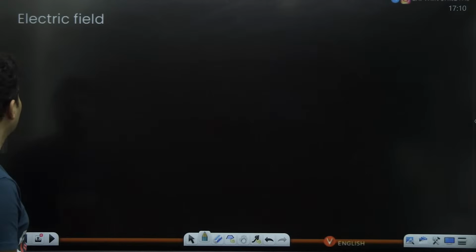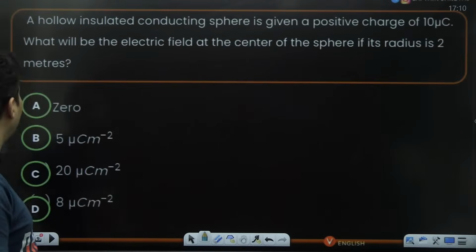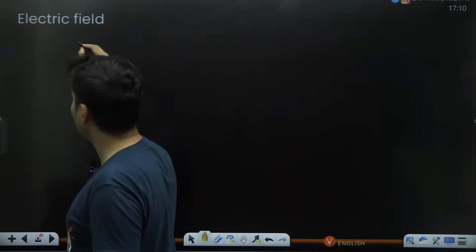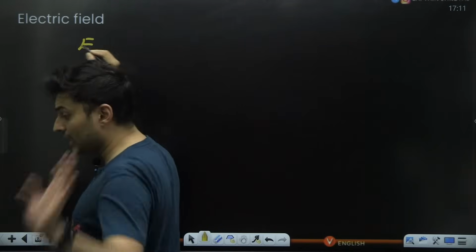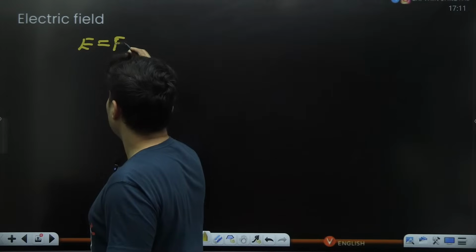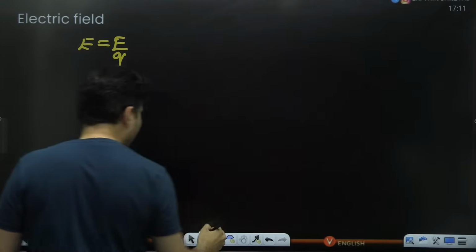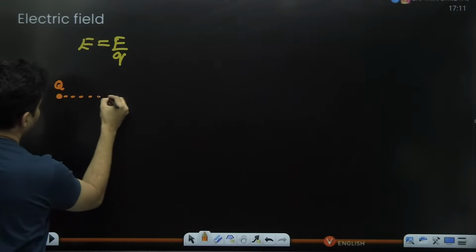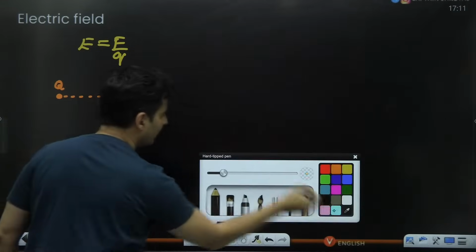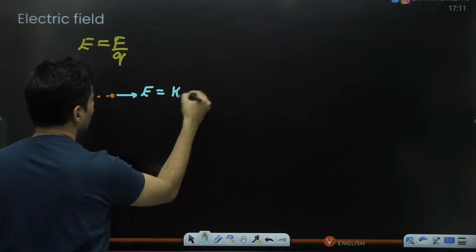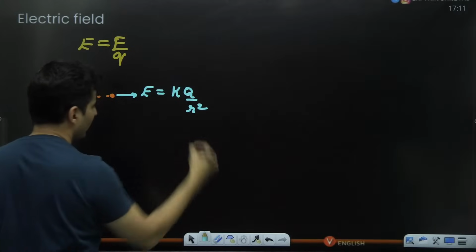All right, moving on to the next question. Electric field related concept. We all know electric field is the force per unit charge. Remember, it is nothing but the force per unit charge that we have. Quickly, let's revise the formulas. Due to a point charge, what is the electric field, guys? It is nothing but Coulomb constant k times Q divided by r square.